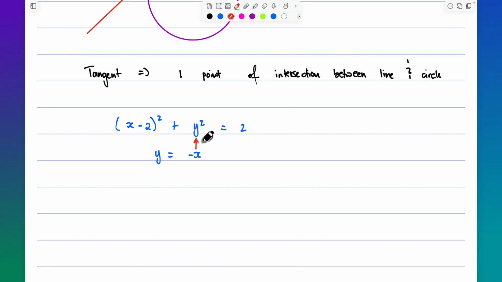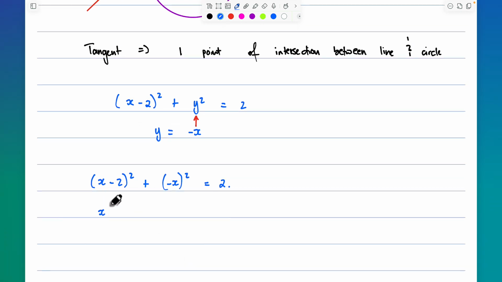So I'm going to take that, and then this equation is going to become x minus 2 all squared plus, now instead of having y, because remember we said we're substituting, your negative x replaces y. So this negative x is now being squared instead of having y squared. So that's equal to positive 2. And then we simplify our expression. So just to find the square of this, it becomes x squared.